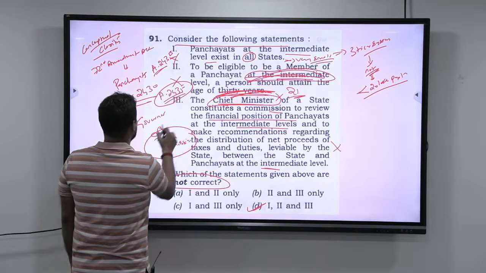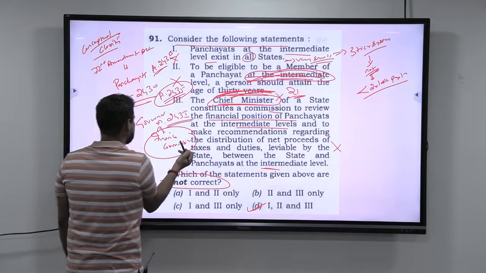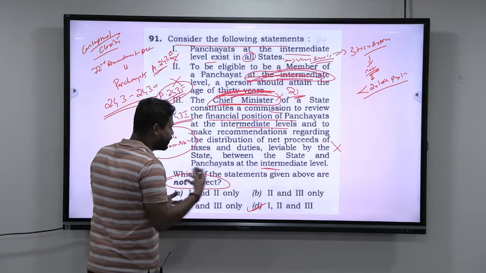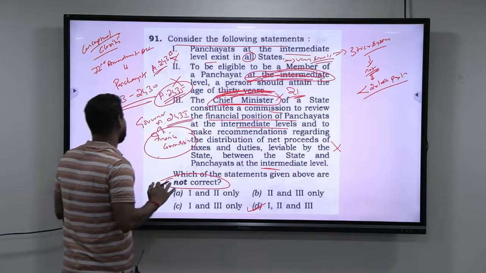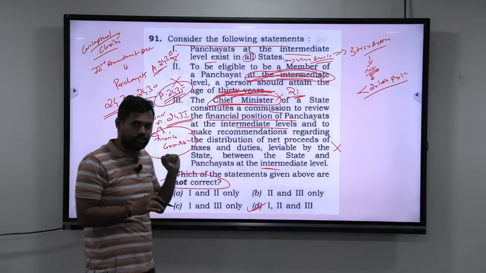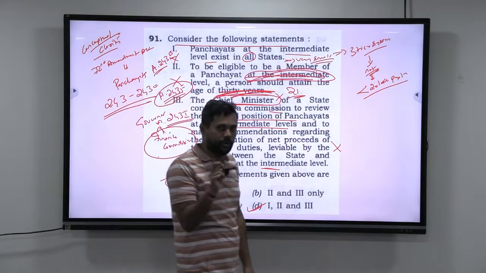Okay. The next is Article 243I. Article 243I says that the governor will set up the finance commission in order to look into the net proceeds, distribution of the net proceeds between the state and the panchayats and municipalities. So this is the conceptual clarity angle of trying to deduce the answer. So overall, which of the following statements given above are not correct? The answer is D, 1, 2 and 3.